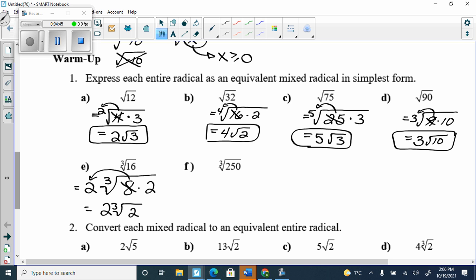Now 250, what of the cube root column on the board could I break 250 down into? 125 and 2. What's the cube root of 125? 5, because it has 5 beside it. So I'm going to get 5 cube root of 2.